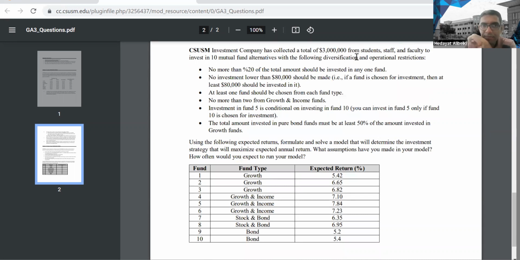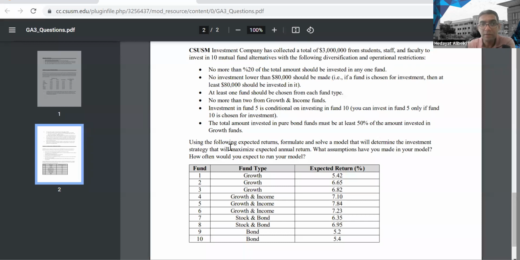So there is a budget of $3 million that they collected, and now they want to invest this money into 10 mutual fund alternatives. There are some diversification and operational restrictions that we have to respect. But basically, we want to divide this money and allocate it to 10 different investment alternatives.